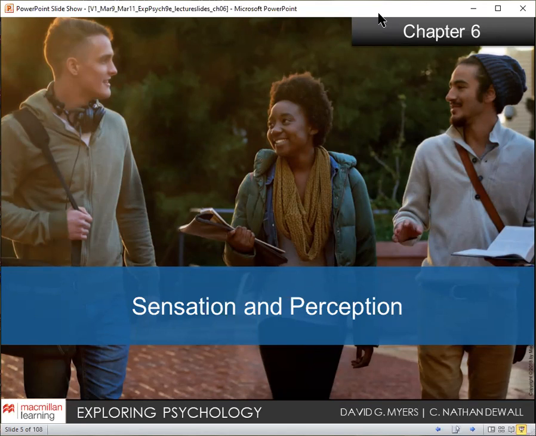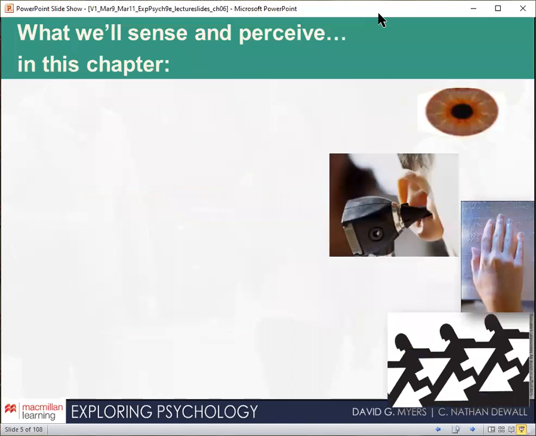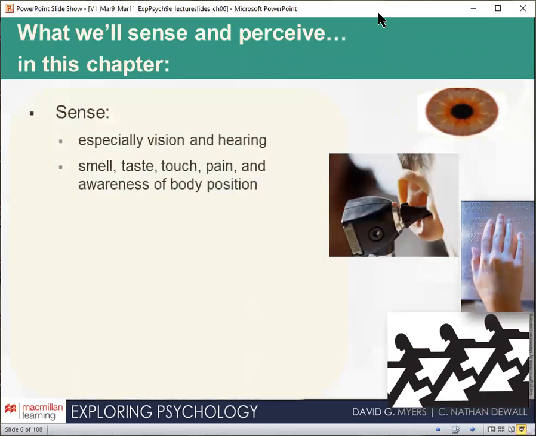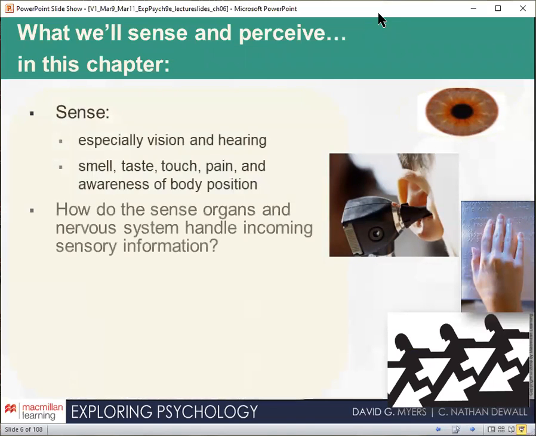All right, so today and this week, we're going to be looking at sensation and perception, chapter 6. So what will we sense and perceive in this chapter? Sense, especially vision and hearing. We'll focus on those. We'll also examine smell, taste, touch, pain, and awareness of body position. That's a sense we don't hear that much about.